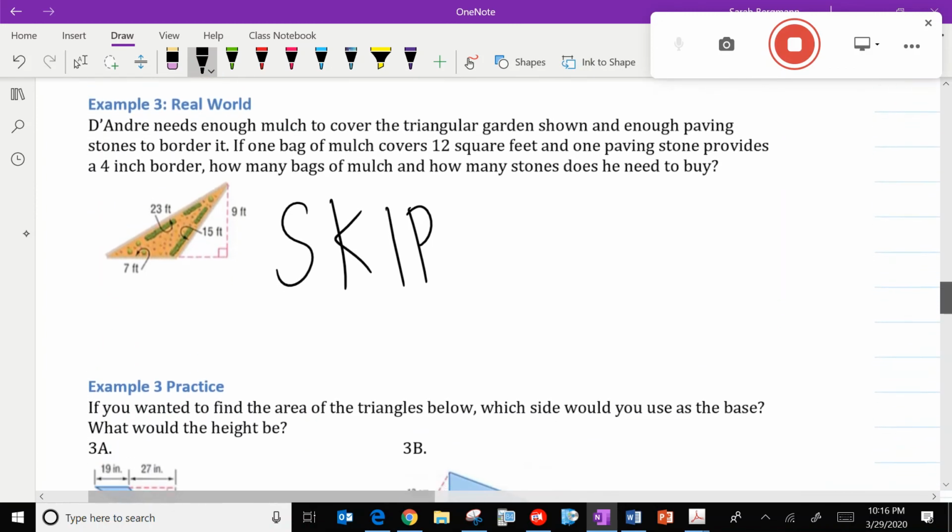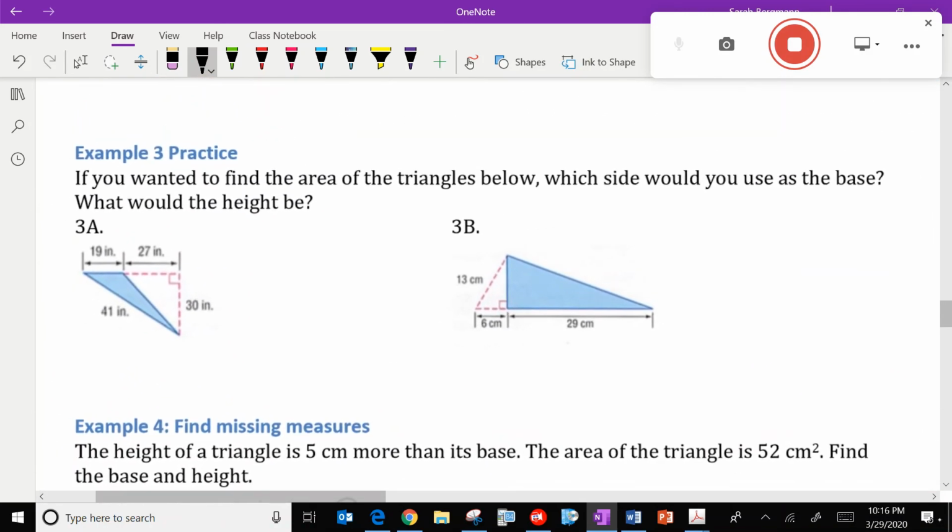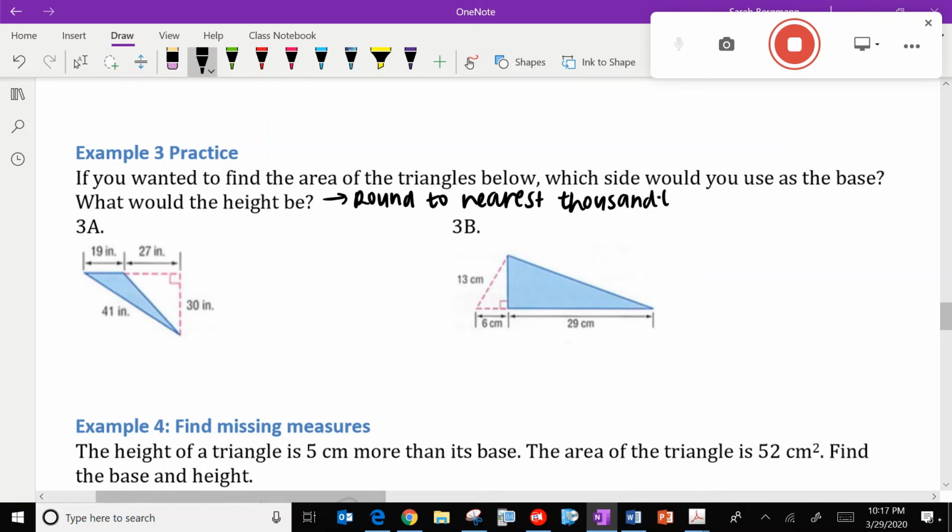All right, we're skipping example 3, the real world. We're going to move right down to these practice problems. And I'd like you to try these on your own. If you wanted to find the area of the triangles below, which side would you use as the base? What would the height be? For this, you can round the height to the nearest thousandth again. All right, pause and see if you can find the base and the height for each one.